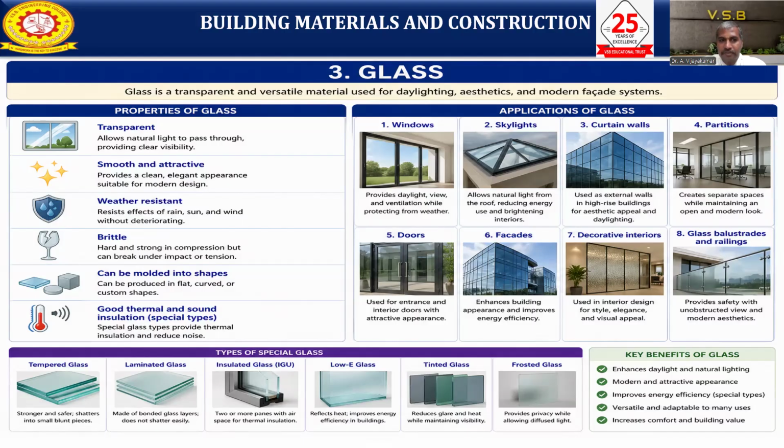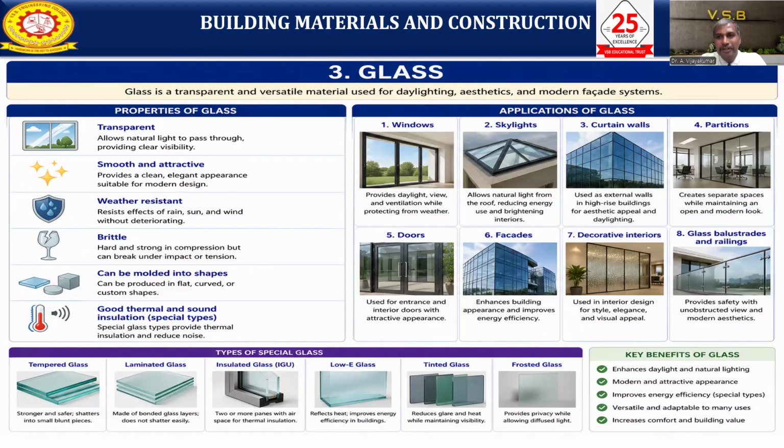We are using glass. What are its properties? We are discussing them. It is transparent, so it allows natural light to pass through and provides clear visibility. It is very smooth as well as very attractive, providing a clean and elegant appearance suited to modern design. Glass is also weather resistant; it resists rain, sun and wind without deteriorating.